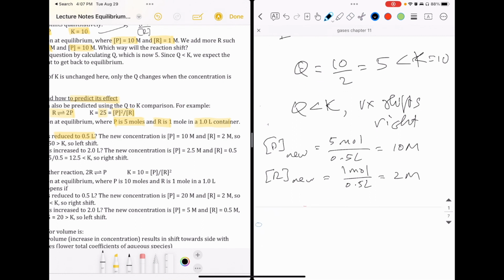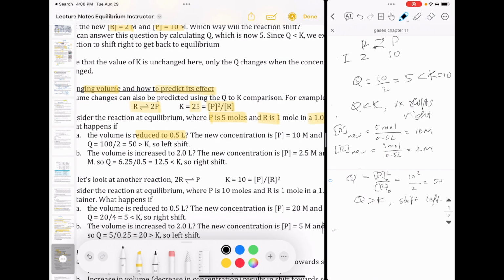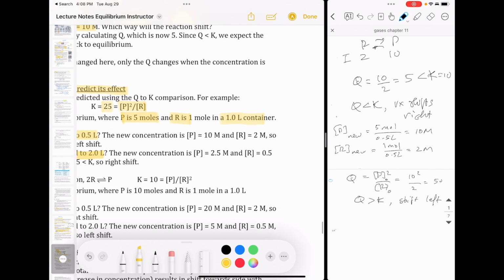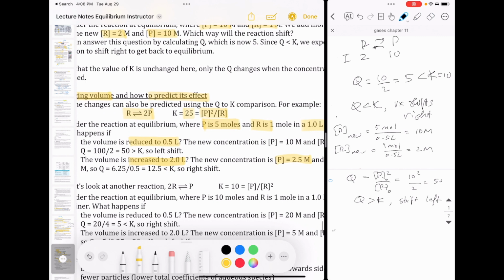Now, what you want to do then is calculate your Q, right? The expression of Q is the same as the expression of K, which is P squared over R at initial concentration. So it's 10 squared over 2, and that's 50. Now remember what we said, our K was 25, so our Q is bigger than K. So which way will this shift? It will shift to the left in this case. So for this specific reaction, when you reduce volume, your reaction is shifting to the left. And you can work out the same situation for the same reaction if you increase the volume to 2 liters. So instead of changing it down, you're changing it up from the original volume of 1 liter. You can work out the concentrations here. The reactant is now 0.5 molar and the product 2.5 molar as a result of that new volume. So the Q becomes 12 and a half, which is less than the K, which is 25. So therefore, there's a right shift in this case.